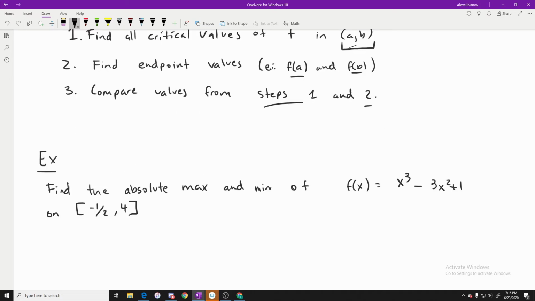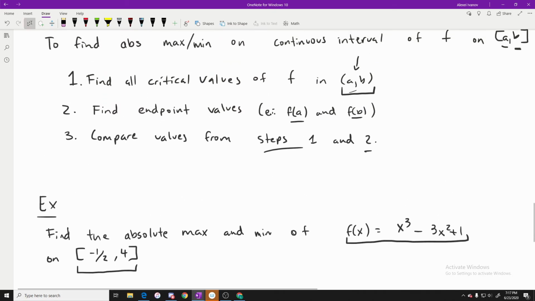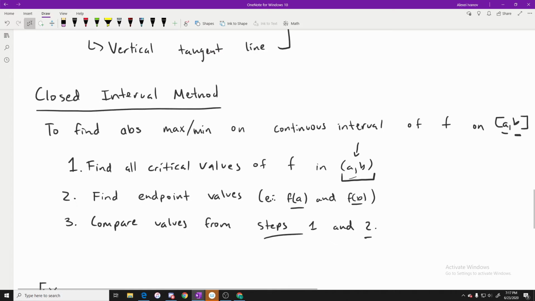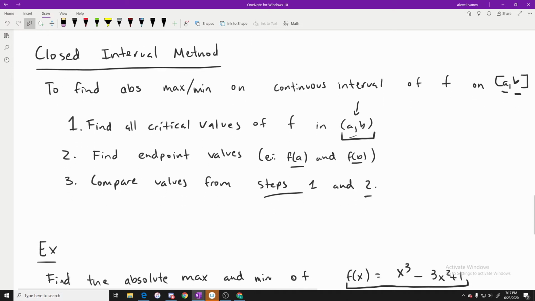So like I said, here is an example, and it tells us to find the absolute max and min of this function right here on this closed interval. So we're going to use the closed interval method and follow the 3 steps, and then we'll see how that leads us to the solution. So step number 1. Step number 1 of the closed interval method told us to find the critical values of f on this open interval a to b.